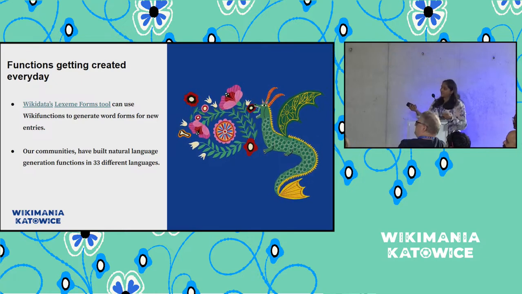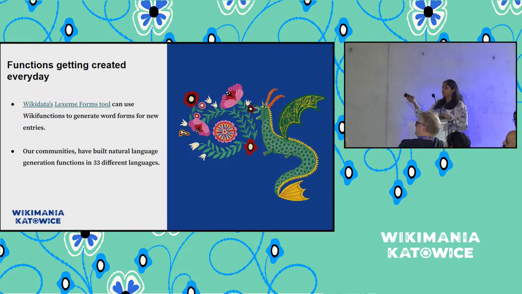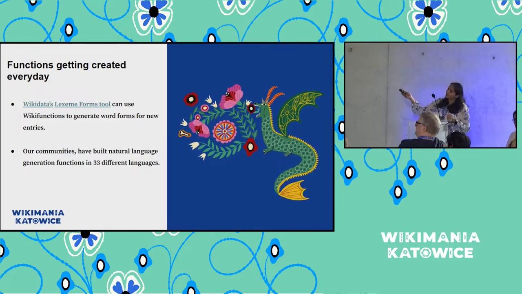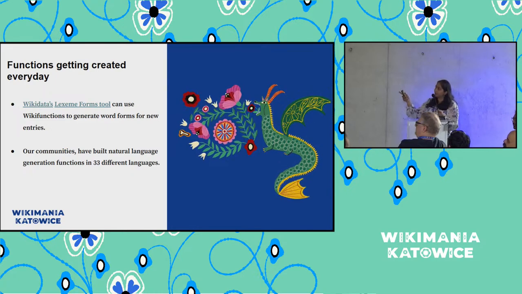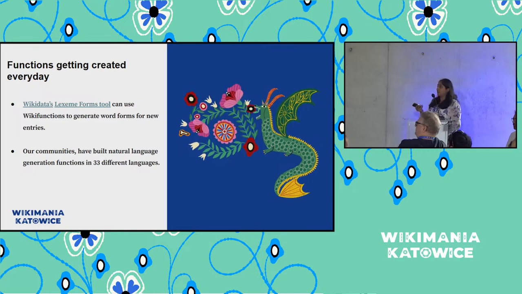This is the part I said, like our third-party APIs are used to create tools. If you're curious about the Lexeme Forms tool that is on Wikidata, I've given the link of both what the tool is about in the Wikidata link, as well as directly to the tool, so you can use it to generate word forms of new entries on Wikidata.